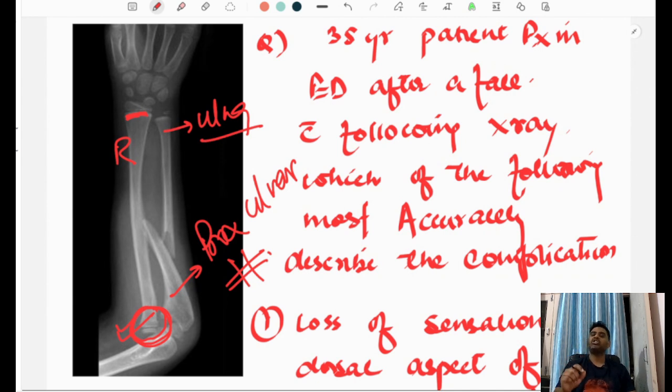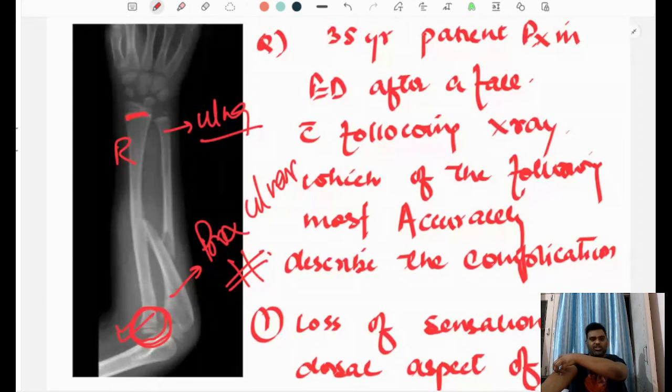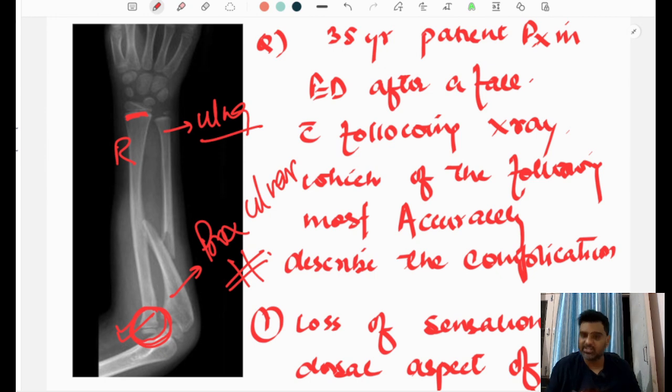M for Monteggia, M for medial. So whenever there is a fracture of the medial bone, that is the proximal ulna, along with radial head dislocation, that is known as a classical Monteggia fracture. And just opposite, if there is a distal radius shaft fracture with radio-ulnar joint dislocation, that is known as Galeazzi.